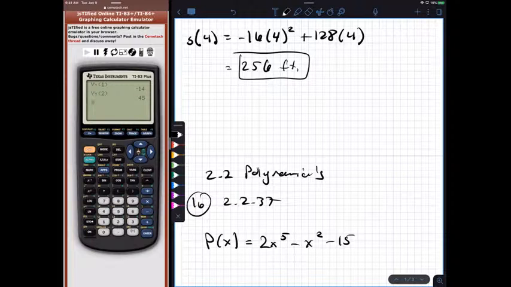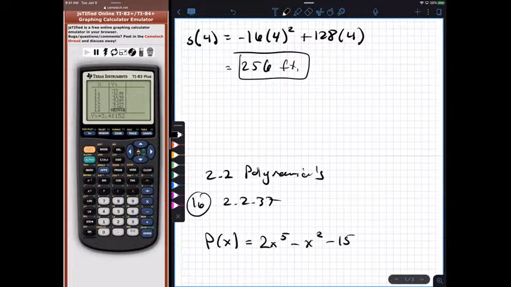So then, another way, I'm going to do the table. I'm going to go to table set. I want the table to start at 1, and I want it to change by 0.1. Now when we go to look at the table, it'll start at 1. You see the sign change right there between 1.5 and 1.6, right? We have the sign change between those two.